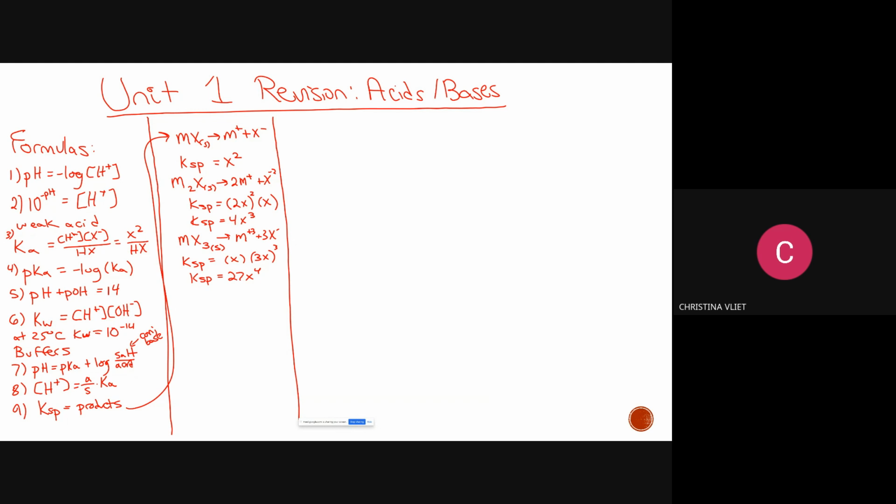In KSP, what does x stand for? And mole per dm minus 3, right? All right, so that's KSP. There's still one more. KPC.